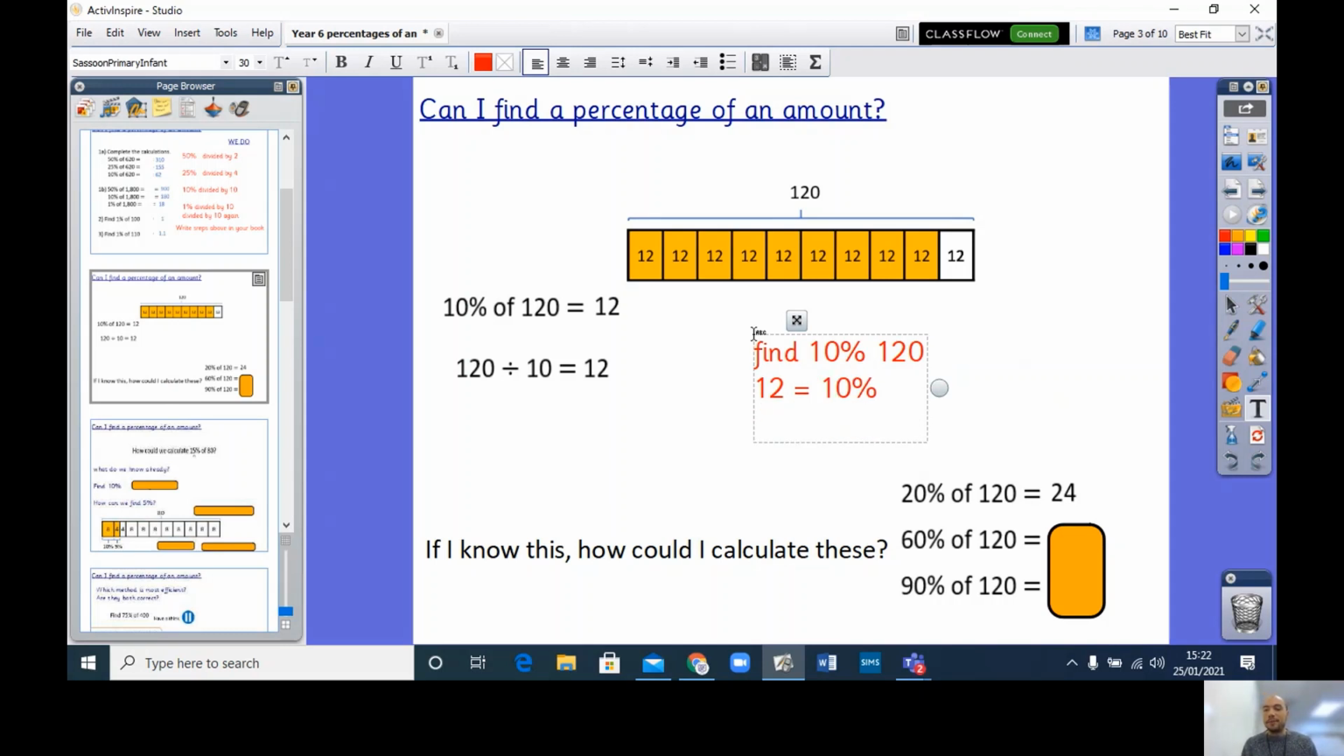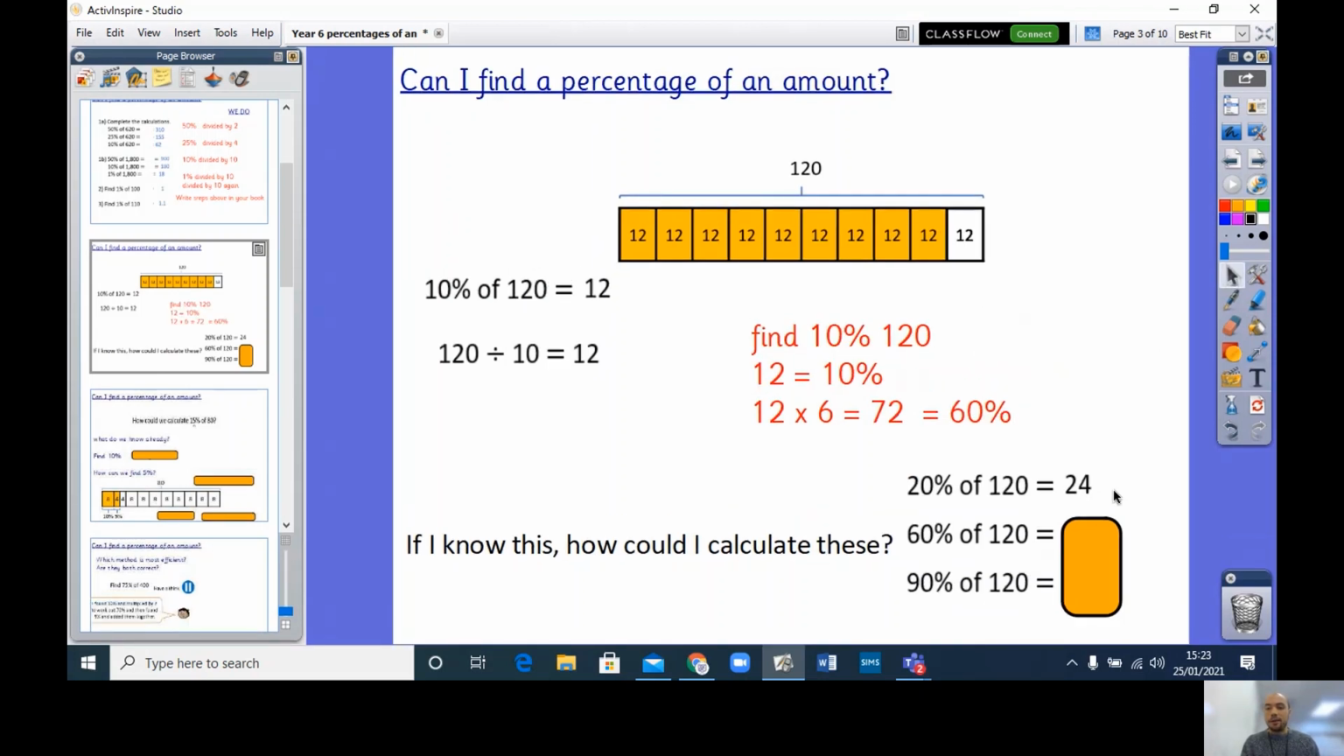But we want to get from 10% to 60%. Well, to get from 10% to 60%, we need to times our answer by 6, which I believe equals 72. So 60% would equal 72. And I can check my answer here.